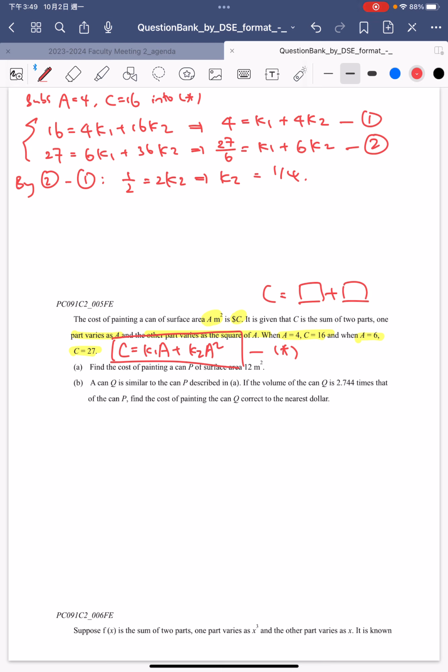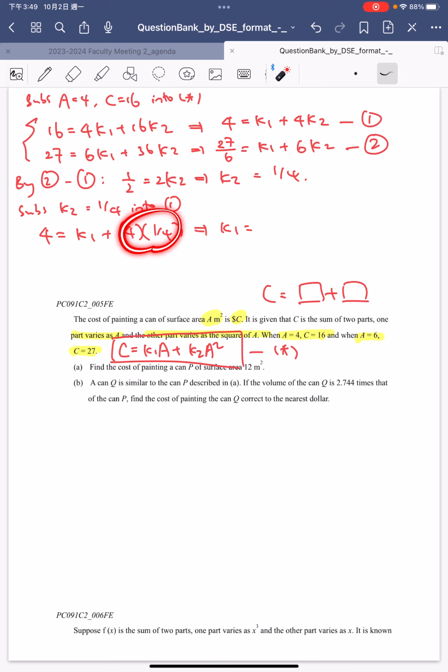After that, we can substitute the value of K2 is equal to a quarter into our first equation. Then we have 4 is equal to K1 plus 4 times a quarter, to get the value of K1. 4 times a quarter gives you 1, and 4 minus 1 gives you 3 as the value of K1. So now we have K2 is equal to a quarter, K1 is equal to 3.